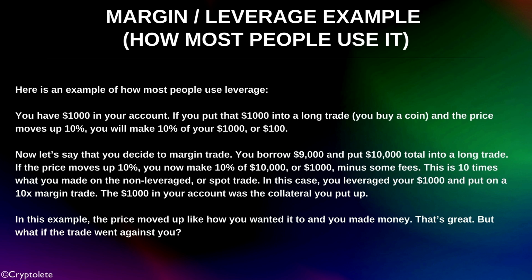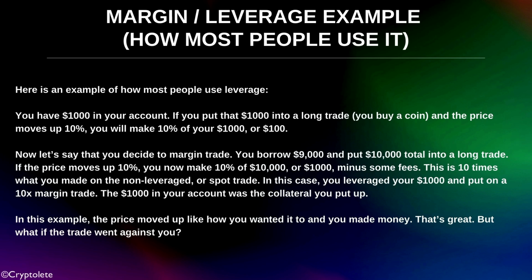Now let's say that you decide to margin trade. So what you do is you borrow $9,000 and you put a $10,000 trade on into a long trade. If the price moves up 10%, you now make 10% of $10,000, which is $1,000 minus some fees. This is 10 times what you made on the non-leveraged or spot trade. In this case, you leveraged your $1,000 and put on a 10x margin trade. The $1,000 in your account was the collateral that you put up. In this example, the price moved up like how you wanted it to and you made money.